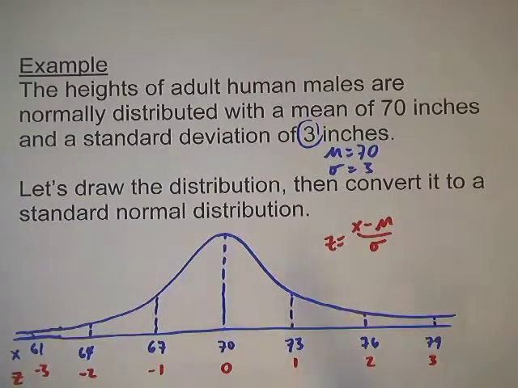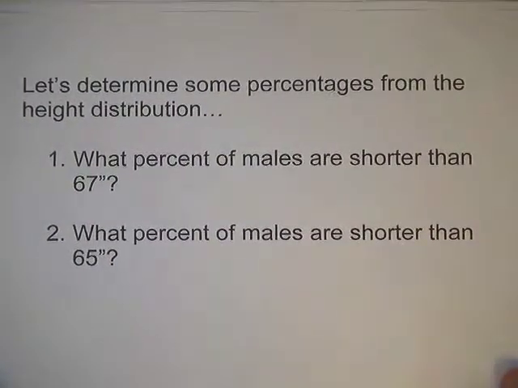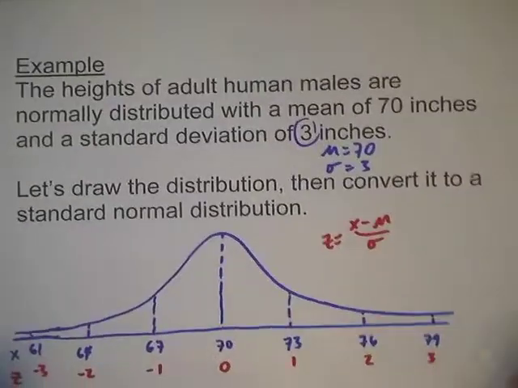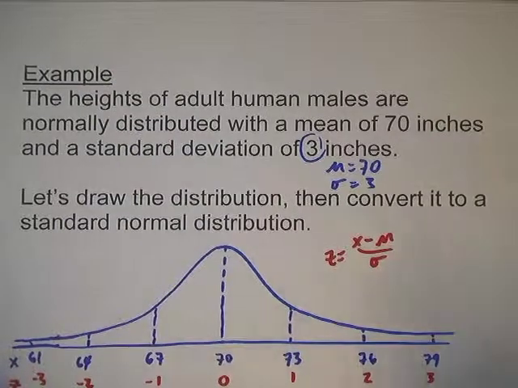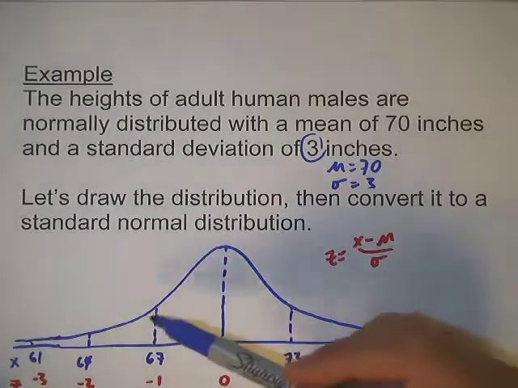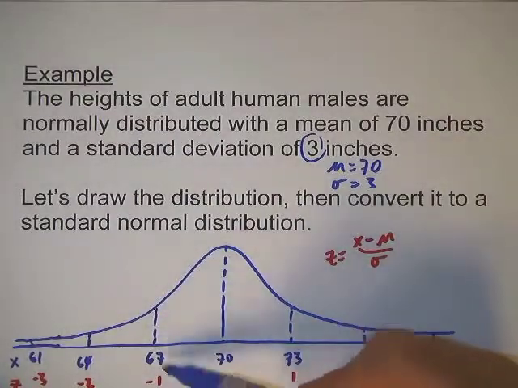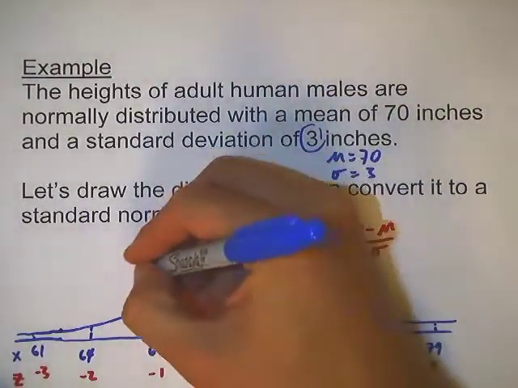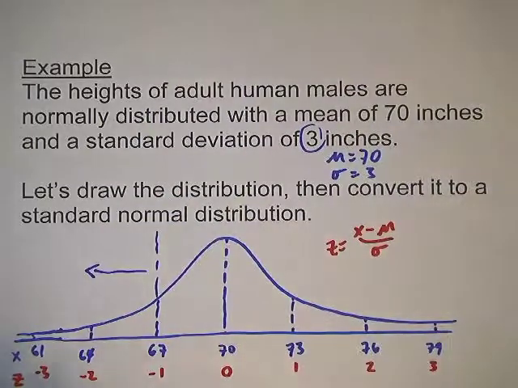Now we'll come back to this picture in a second, but let's see if we can answer some questions based on that distribution. Number 1, what percent of males are shorter than 67 inches? So we know 67 inches is here with a z-score of negative 1. We want to know, what percent of men have a height less than that?